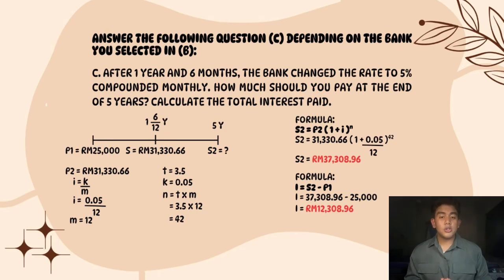Interest equals 30,308 ringgit 69 cent minus 25,000 equals 12,308 ringgit 69 cent. So, by the end of 5 years, you will pay a total of 37,308 ringgit and 96 cent, and the interest paid is only 12,308.69 cent.